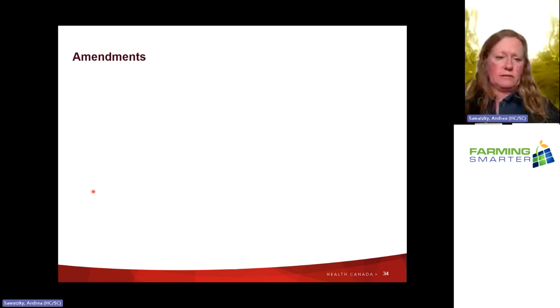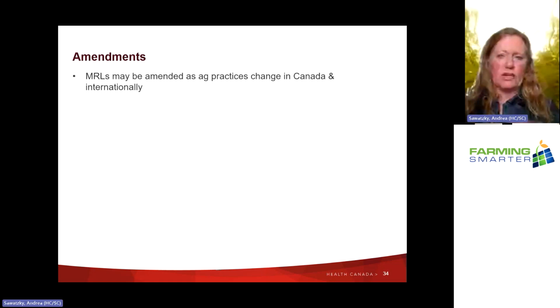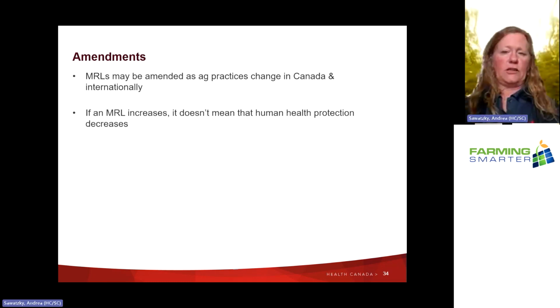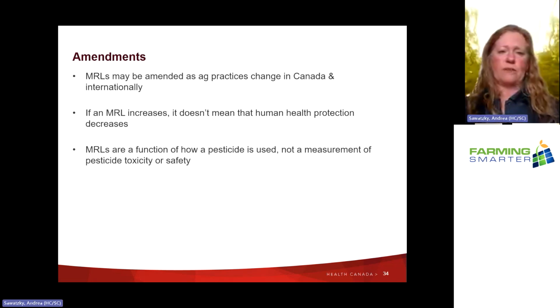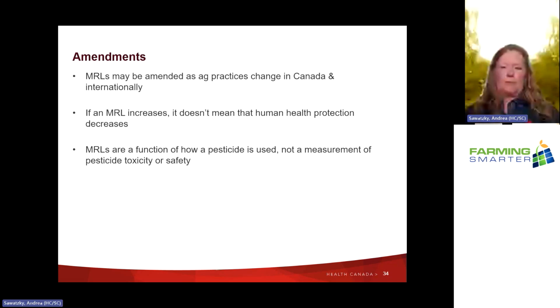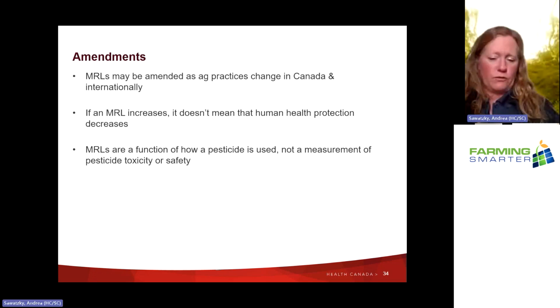Now MRLs can be amended as agricultural practices change, both in Canada and internationally. If an MRL increases, it doesn't mean that human health protection decreases. Because MRLs are a function of how a pesticide is used, not a measure of how toxic or safe the pesticide is. So you look at it like a farmer or someone producing food, they may use a pesticide in a different way. If they use it in a different way, the maximum amount of residue that could remain on the food may change.